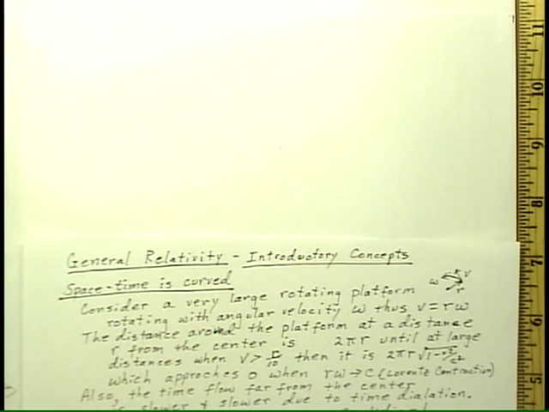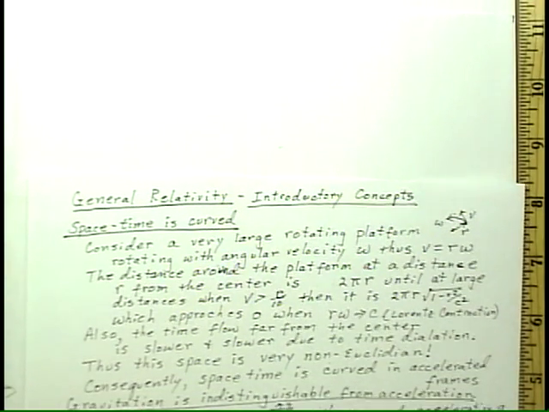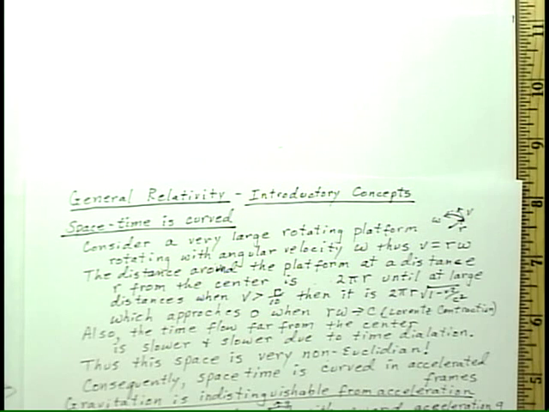We also have a time factor. And time, as we get out far from the center, begins to flow slower and slower due to time dilation. Consequently, this space-time in itself is curved in these accelerated frames of reference. Well, Einstein realized that if he was going to deal with accelerated frames, he was going to have to deal with a curved space-time, not just a space-time that had an indefinite metric and that appeared flat, but one which actually was curved.